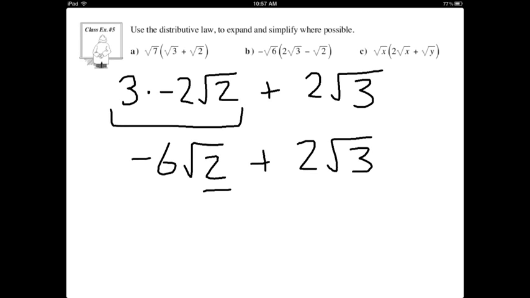Now remember, these radicands are different, so you cannot add these two terms together. So this would be your final answer.